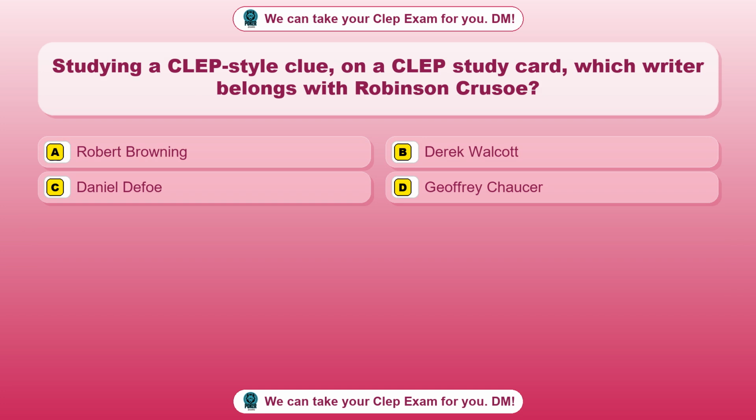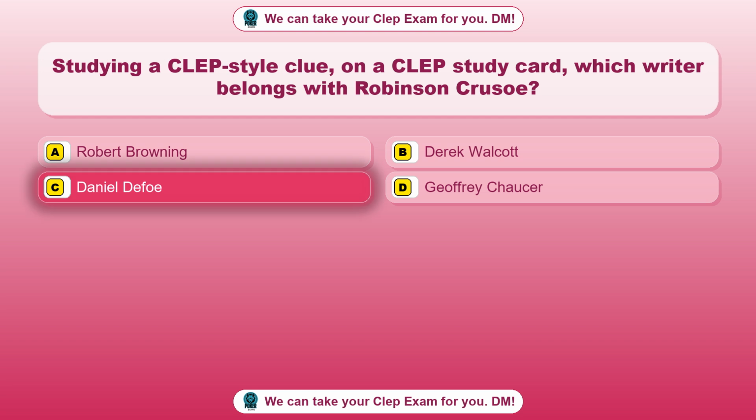Question 87. Studying a CLEP-style clue. On a CLEP study card, which writer belongs with Robinson Crusoe? Option A, Robert Browning. Option B, Derek Walcott. Option C, Daniel Defoe. Option D, Geoffrey Chaucer. The correct answer is option C, Daniel Defoe.